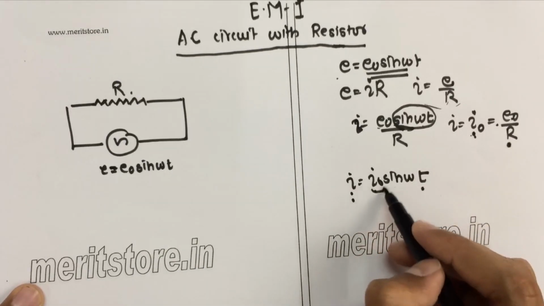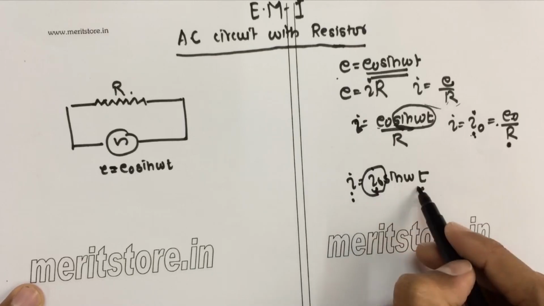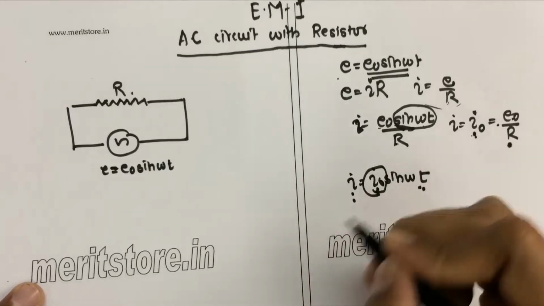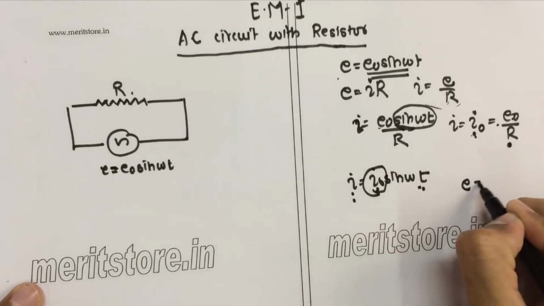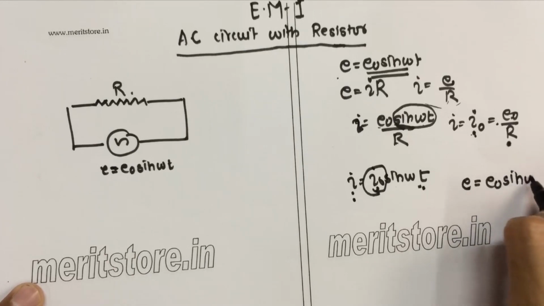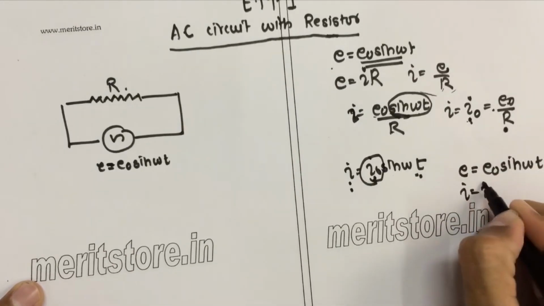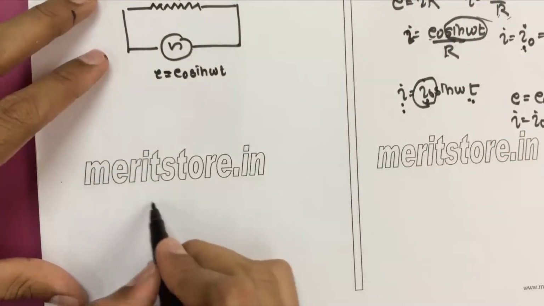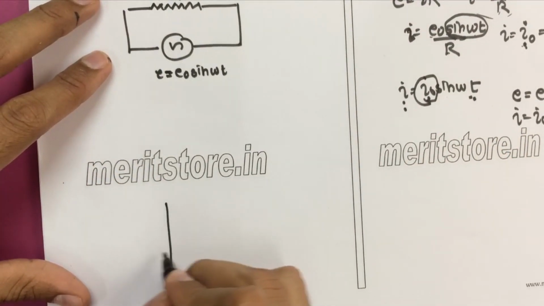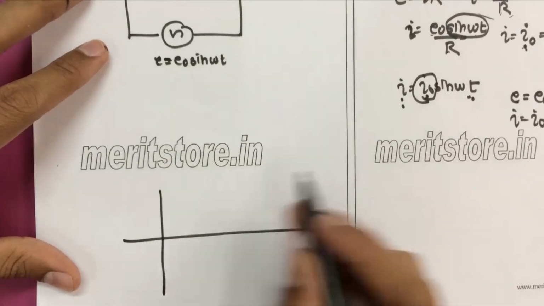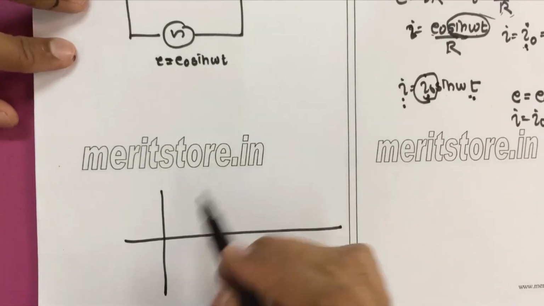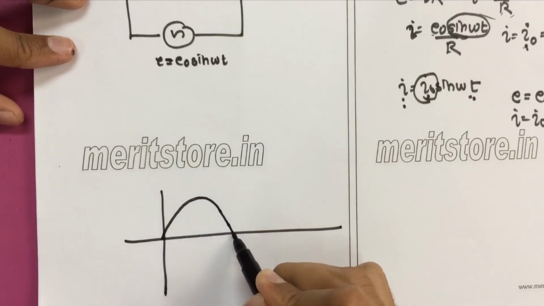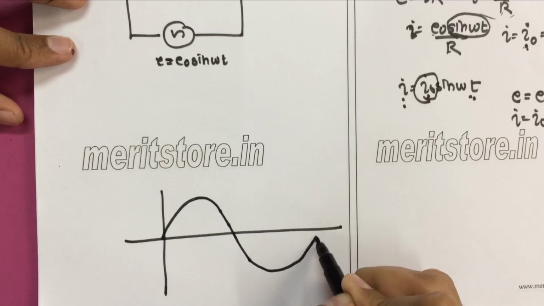That means your current will become maximum I naught when sine becomes 1, at 90. In a similar way we showed it here. That means the equation for your voltage is E equals E0 sine omega t, and for your current is I equals I0 sine omega t, right? So if we draw a graph of this, the flow of the current and the voltage when it is an alternating current, the current is going like this, reaching its maximum, again coming down, going to the alternating part of it, and then moving out.